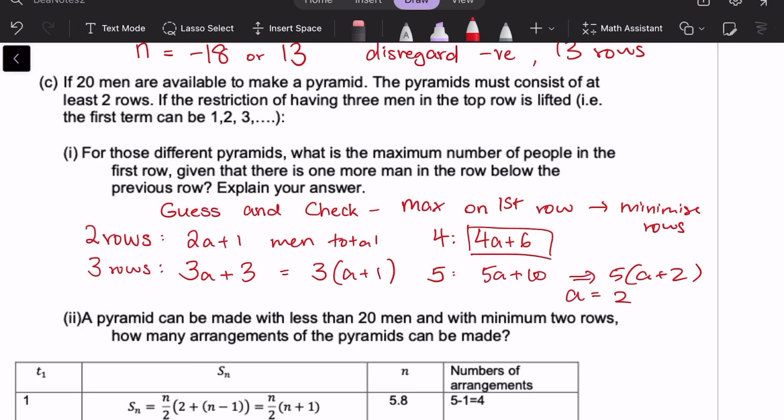Okay, so just in case you don't have to use all 20 men, then you could just have 2 rows where one of them is 9 and the other one's 10. So the maximum number would be 9. But that's just in case you don't have to use all 20 men. I'm not sure. Someone can confirm that.